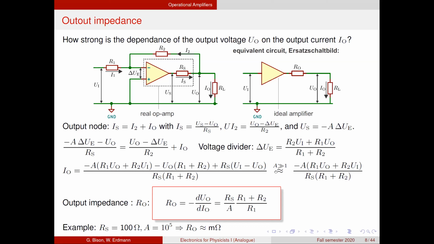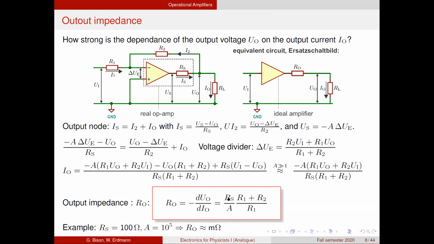Okay, and then we find our equivalent output resistance. So how do we get that? We have an expression for the output current as a function of the output voltage. This is this large thing here, or the simplification that we have here. So if we invert it and calculate the derivative, we find the expression for the equivalent resistor that would be in the equivalent circuit. And again, this is now a quantity that scales with 1 over the amplification and then some other components inside this. And as I said, this is a really large number.